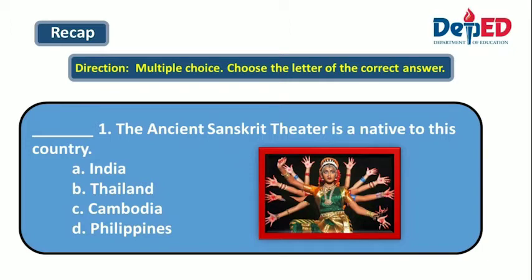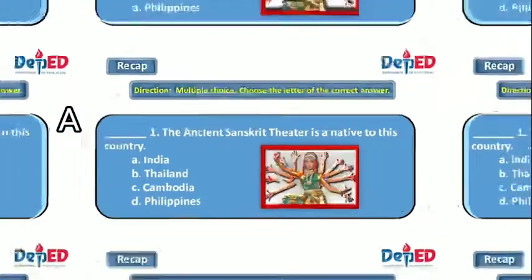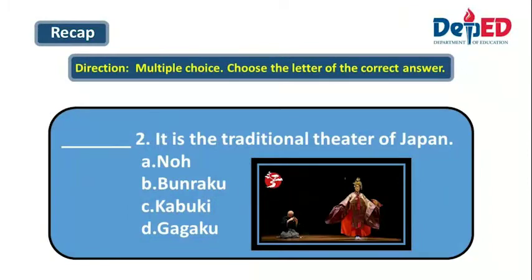Number 1. The ancient Sanskrit theater is native to this country. A. India, B. Thailand, C. Cambodia, D. Philippines. If your answer is letter A, you got it right. Number 2. It is the traditional theater of Japan. A. Noh, B. Bunraku, C. Kabuki, D. Gagaku. If your answer is letter A, which is Noh, you are correct.